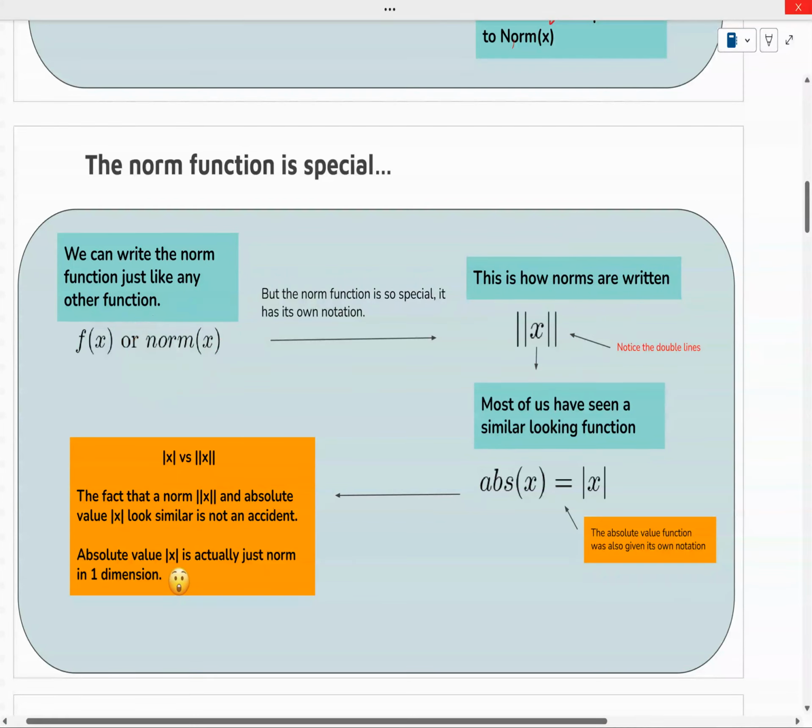Now you may have noticed that this looks very similar to another notation, the absolute value, which instead of double bars has a single bar. The absolute value is the same idea where you put a vector inside the absolute value, and because the absolute value is so special and we use it so often, we give it its own notation, which is a single bar. The fact that they look similar is not an accident. Absolute value and norm are actually the same thing. Absolute value is actually just norm, except absolute value is specifically in one dimension.